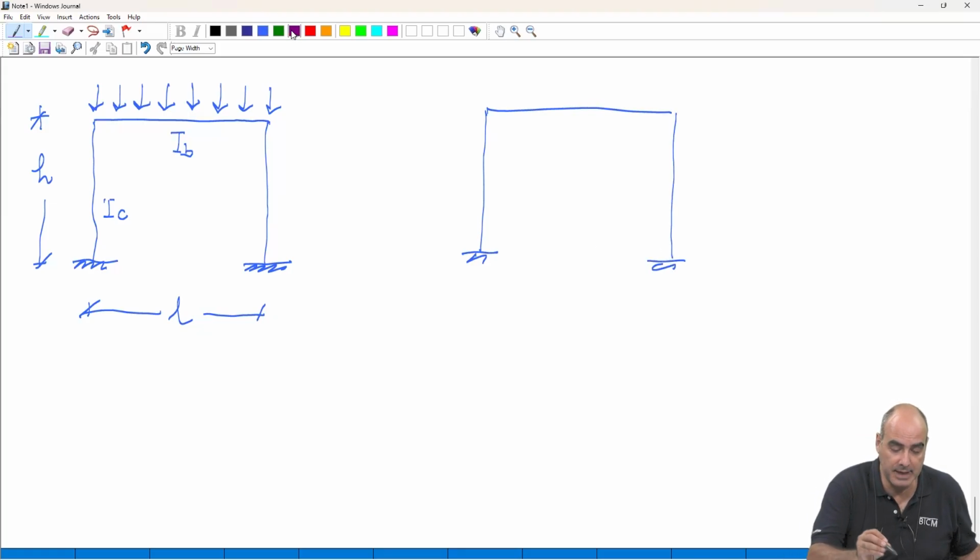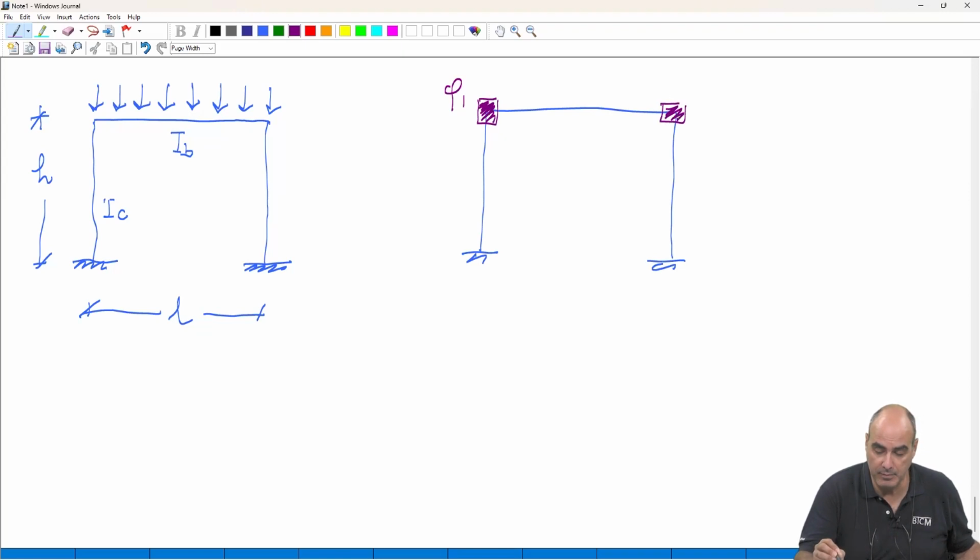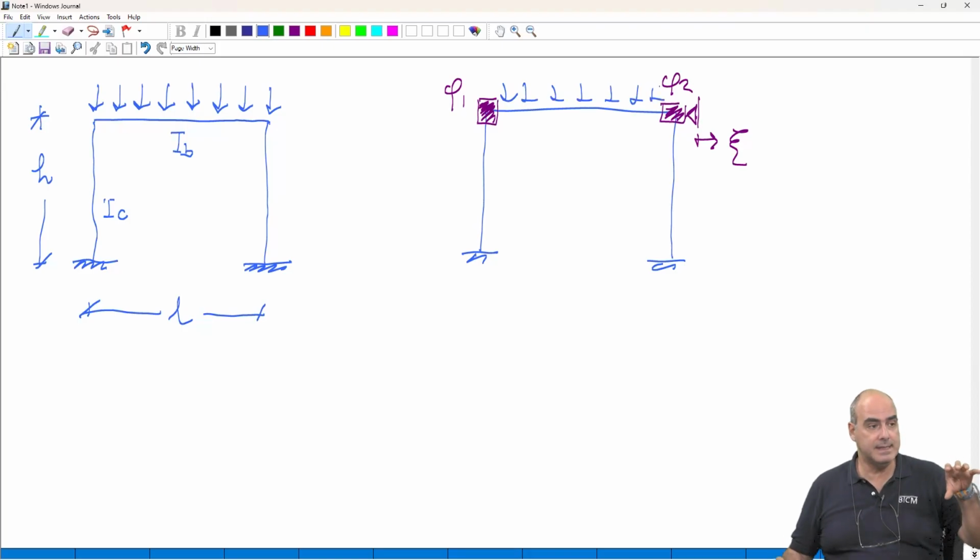So what we generally do is employ what we call the deformation method, in which we block one rotation here, block another rotation here, then we block the sway movement here, and then we release these additional constraints one by one to write equilibrium equations.